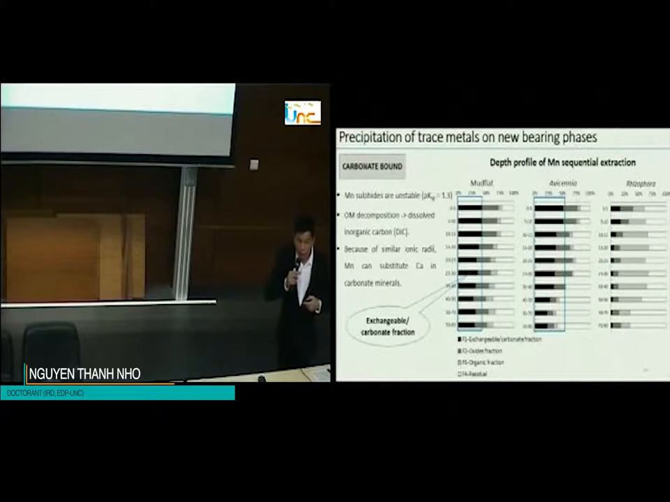In contrast to dissolved iron, manganese sulfides are unstable. And we can see a high proportion of manganese in the exchangeable and carbonate bound fraction in the mudflat and the Rhizophora. This may be attributed, firstly, to the release of dissolved inorganic carbon resulting from organic matter degradation, so carbonate minerals can be formed. And secondly, because of the similar ionic radius, manganese can substitute calcium in carbonate minerals.